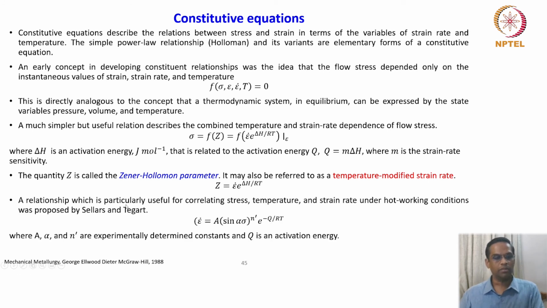A relationship which is particularly useful for correlating stress, temperature, and strain rate under hot working conditions was originally proposed by Sellers and Tegart. So, which reads like this: epsilon dot is equal to A times sine hyperbolic alpha sigma to the power n prime into e to the power minus Q by RT, where A, alpha, and n prime are experimentally determined constants, and Q is the activation energy.